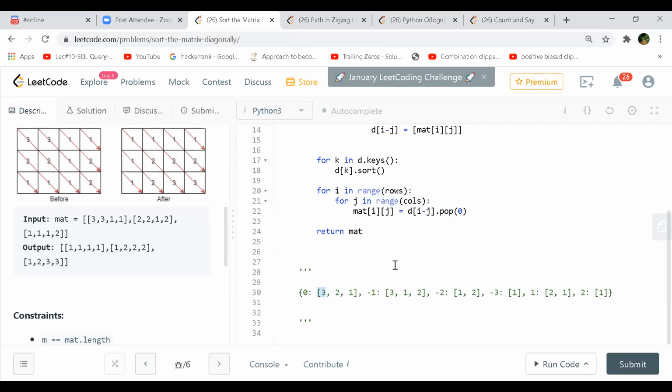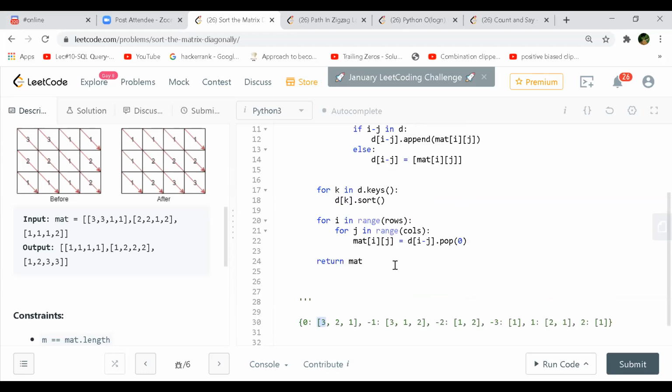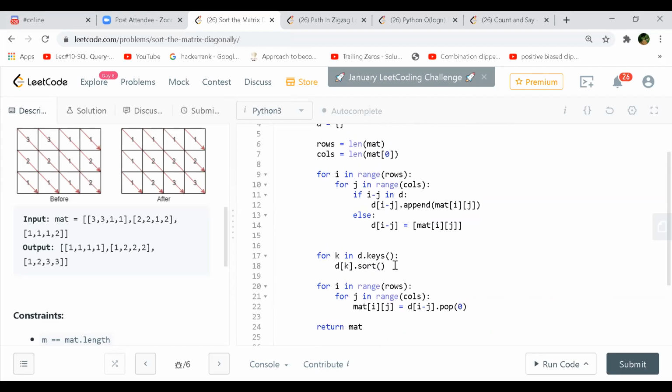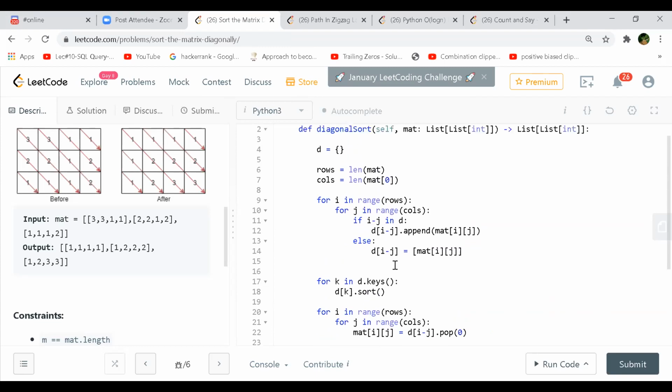So this solution will be n square, and then you are sorting also, right? So overall it will be n square only.